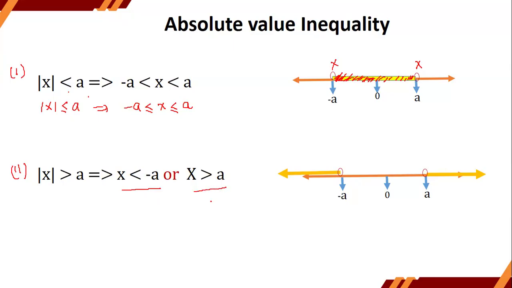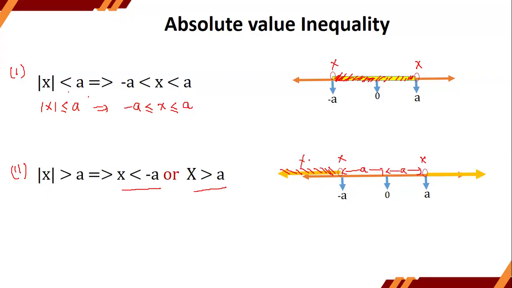Now let us look at the visual representation of these two inequalities on the number line. Here again, it means that the distance of x from 0 on the number line is greater than a units. So this is a units and this is a units, but the distance of x from 0 is greater than a units. So any value of x which is less than minus a on this side will satisfy this inequality.